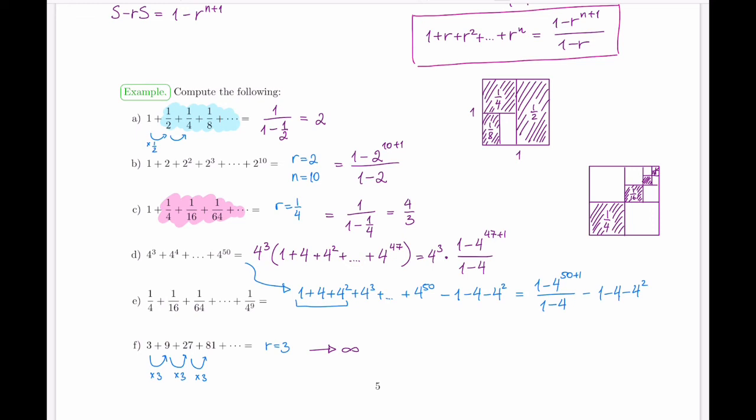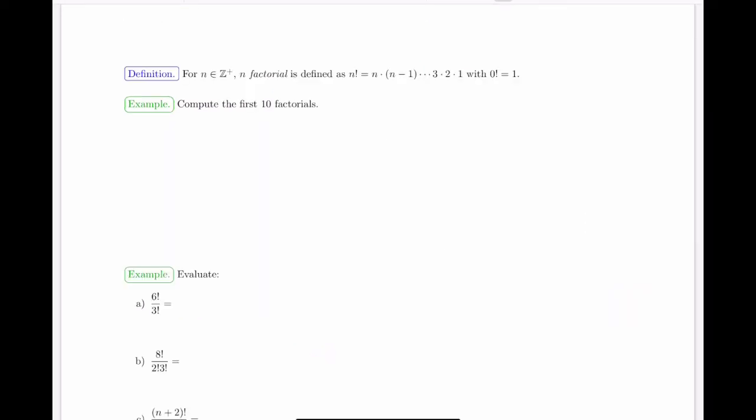This will not have a finite number as the answer, as opposed to the sums of the same format when r was less than 1, because these numbers keep increasing forever and they keep getting added on to each other forever and ever. So we've now worked with the sums, we worked a little bit with products. Let's recall what a factorial is, because this is something that will come up in the proofs using induction and recursion that we're going to look at next.